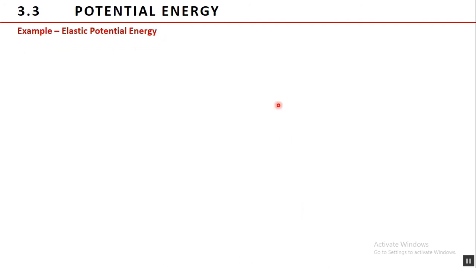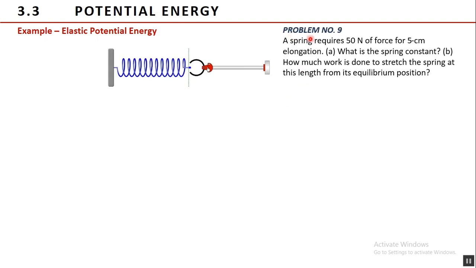Now, let us do some problem solving about spring. Problem number 9. A spring requires 50 newtons of force for 5 cm elongation. Letter A, what is the spring constant? Letter B, how much work is done to stretch the spring at this length from its equilibrium position?